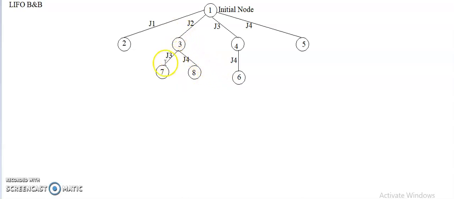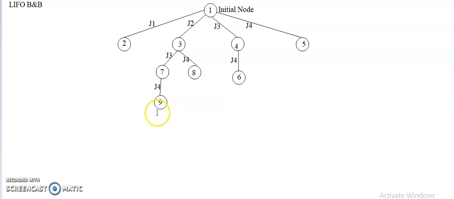The next node available on the top of the stack is node number 7. So I need to explore this by popping out node number 7. If I pop this out, I can explore further by adding only one job. Which is the other job? Job number 4, I can schedule job number 4 by adding the node called 9. Now 9 is on top of the stack.